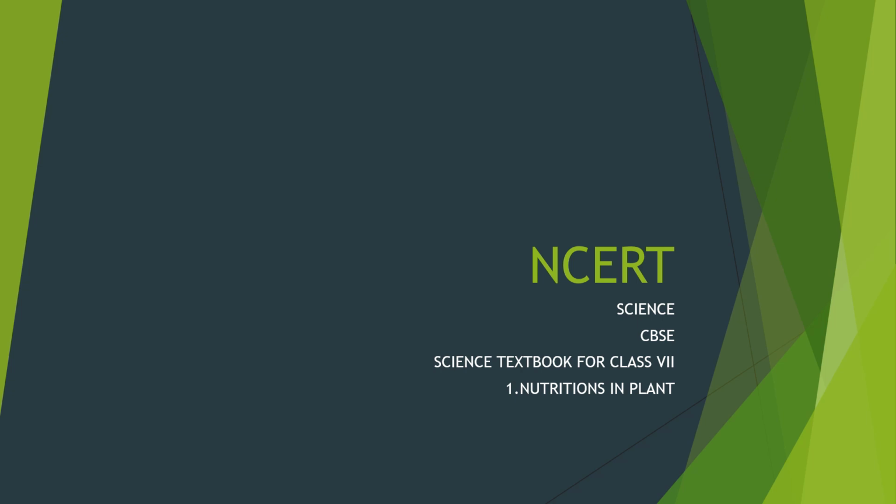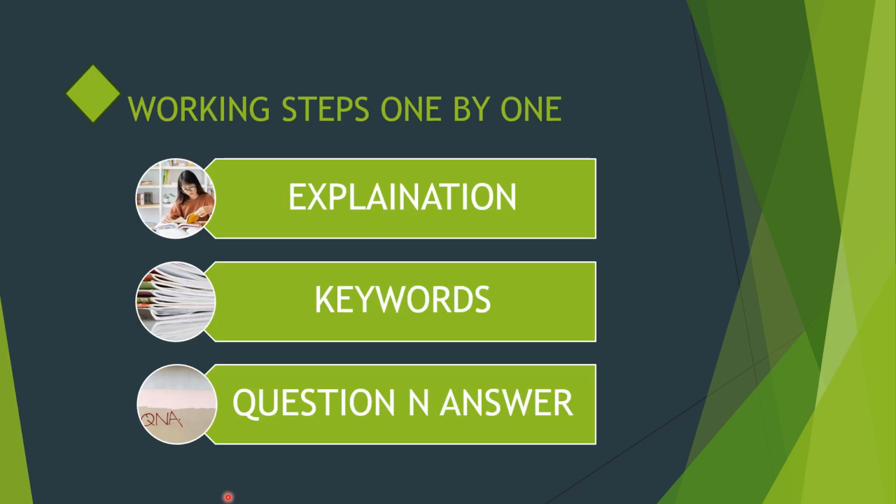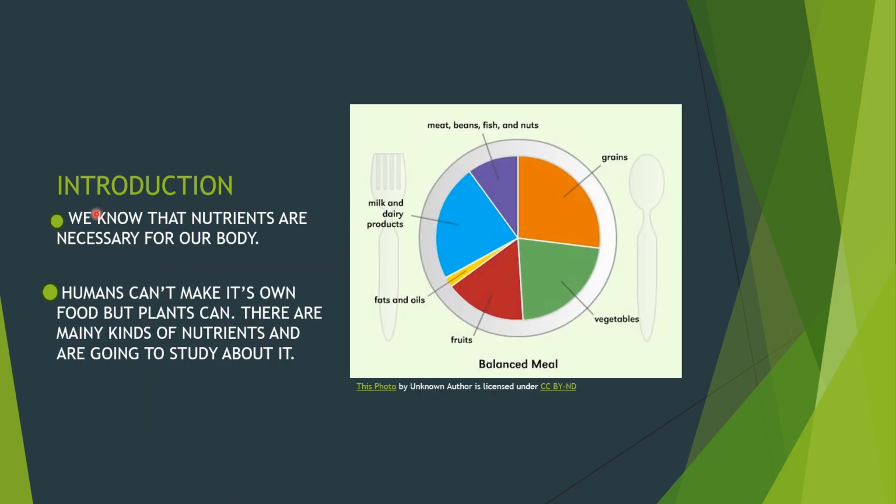Today we are going to start with the NCERT syllabus of the Science textbook, Class 7, first chapter: Nutrients in Plants. Working steps one by one. Firstly we will do explanations, keywords, and last, question answers.